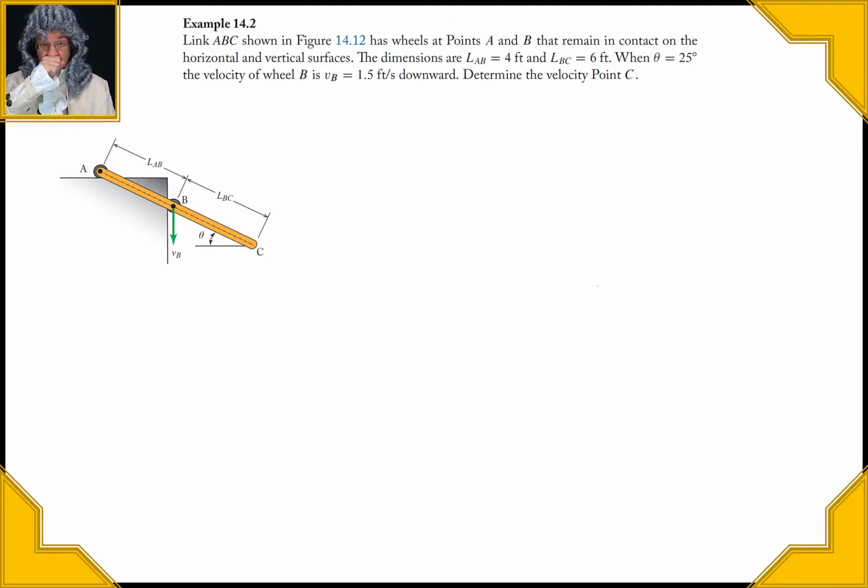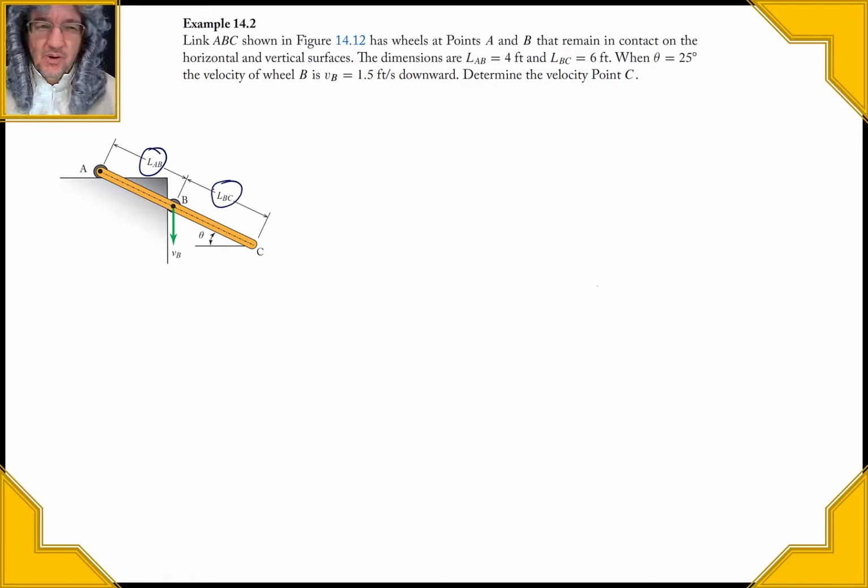Link ABC has wheels at A and B, and these, for some reason, stay in contact with the horizontal and vertical surfaces. The dimensions, as given, are 4 feet long right here, and this is 6 feet long, so it's a total of 10 feet long. At this moment, it's at a 25-degree angle, and we happen to know the velocity at B is equal to 1.5 feet per second downwards. We want to determine the velocity of point C.